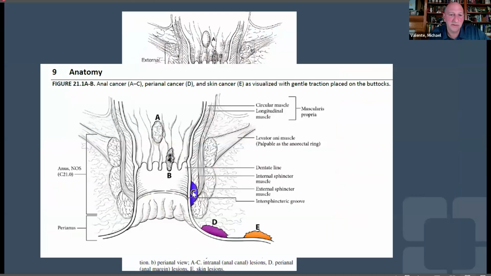Let me go back to the picture right here. So the anal canal runs from the anorectal ring to the anal verge. There's the anoderm. Here's the perianal skin, letter D here. This is between 0 and 5 centimeters, and anything outside of that would be just a skin cancer or skin lesion.